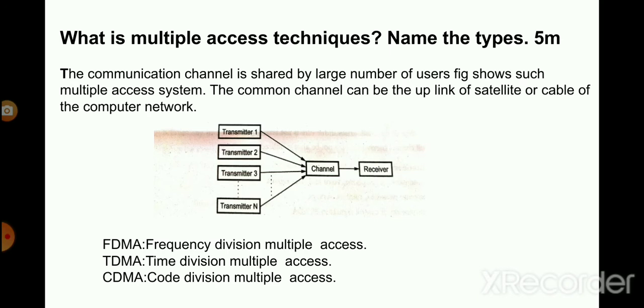Transmitter 1, transmitter 2, up to transmitter n are given to the channel, and we get them at the receiver. Different types: frequency division multiple access, time division multiple access, code division multiple access. In FDMA, importance is given to frequency. In TDMA, importance is given to time. In CDMA, importance is given to codes. Multiple access means transmitting more information on a single channel.